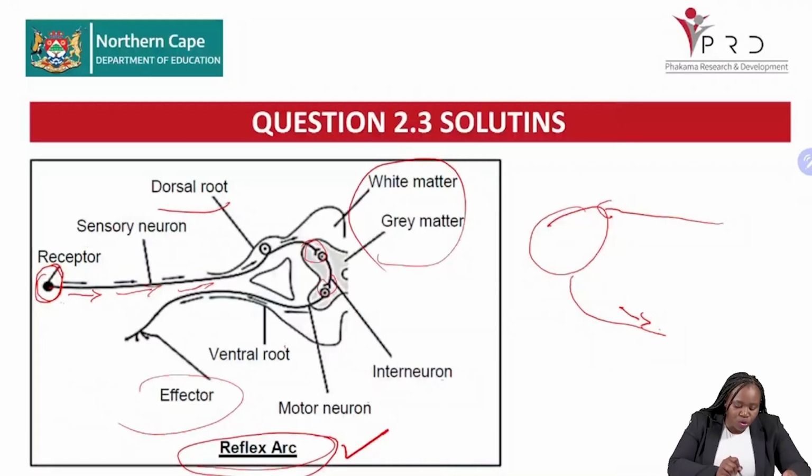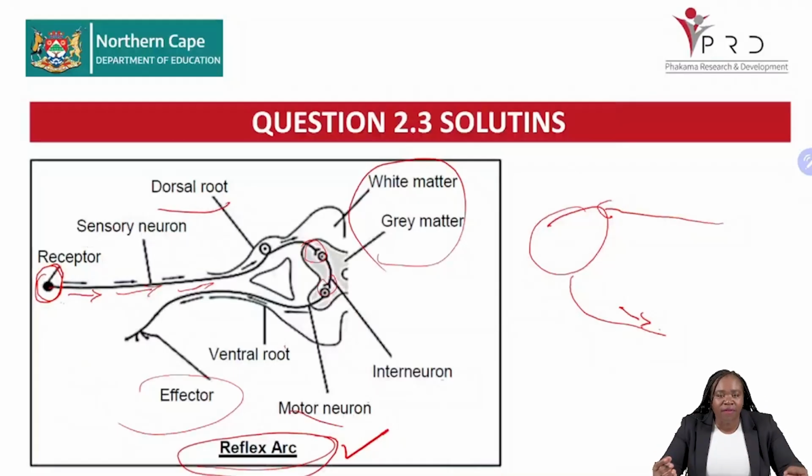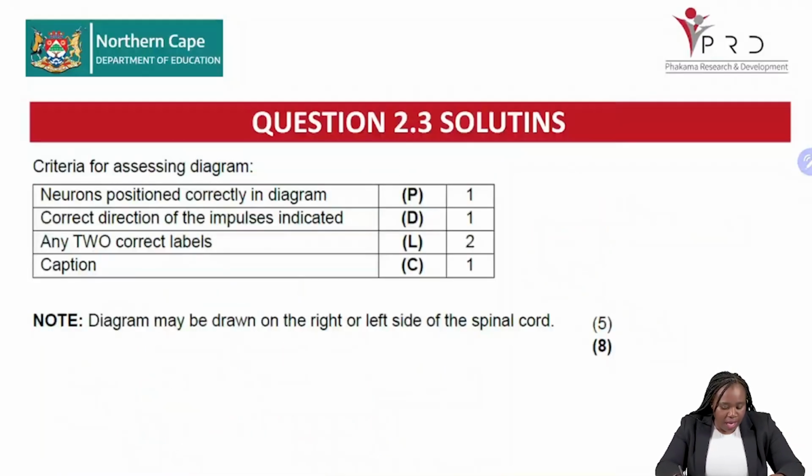You might not even show your dorsal root and your ventral root. However, if these main ones are there, then you have your 2 marks. But it is also important just to have a good understanding of the whole diagram. Right. Last one, the caption.